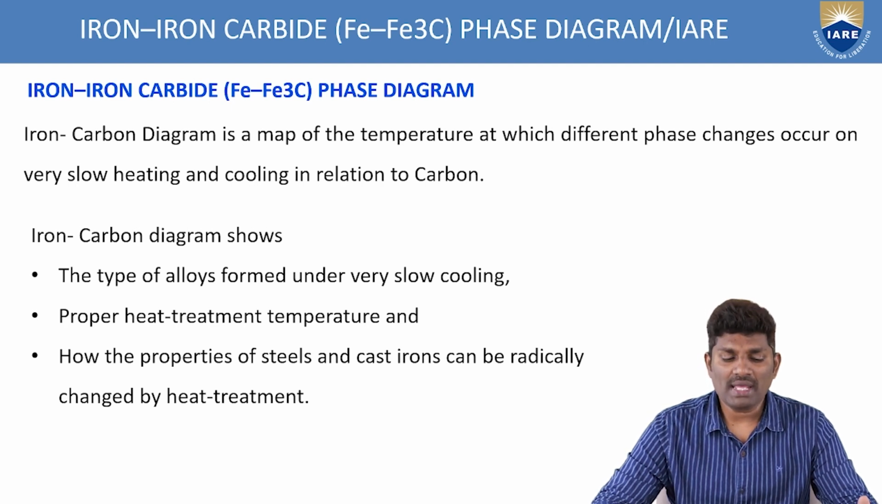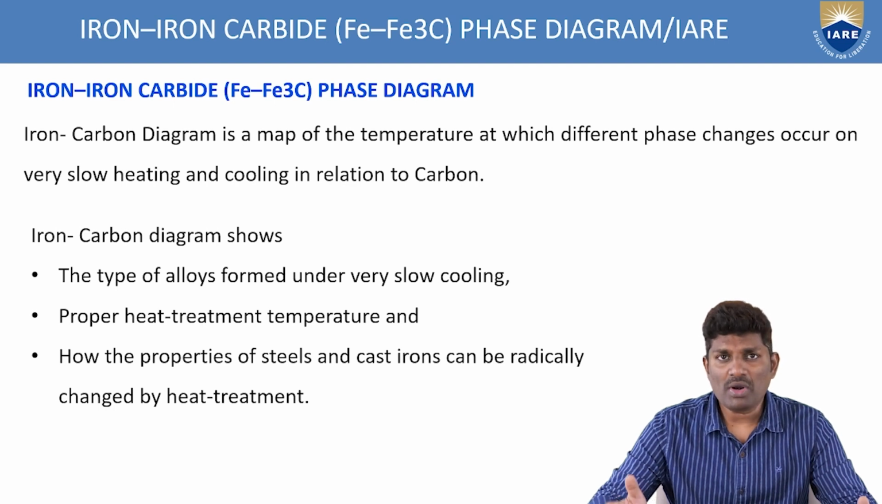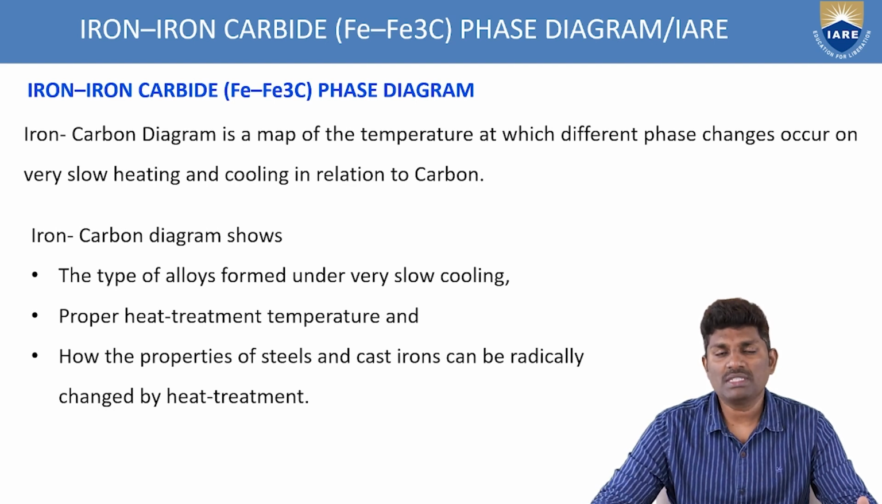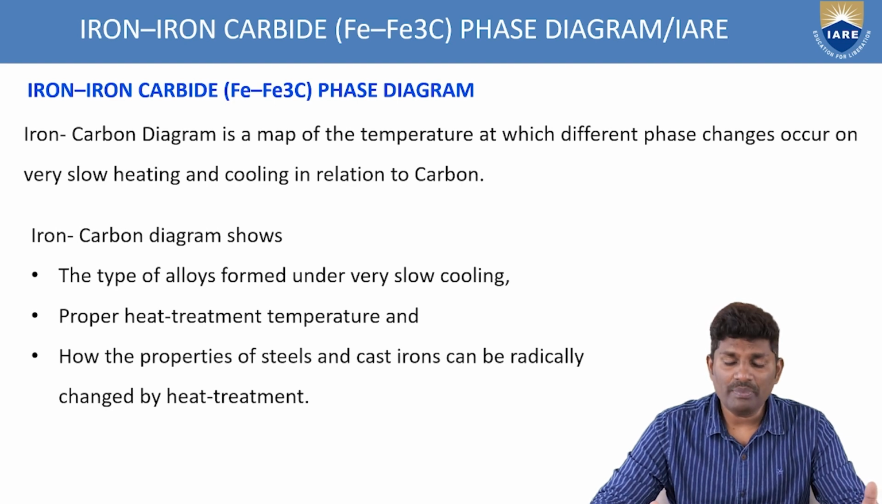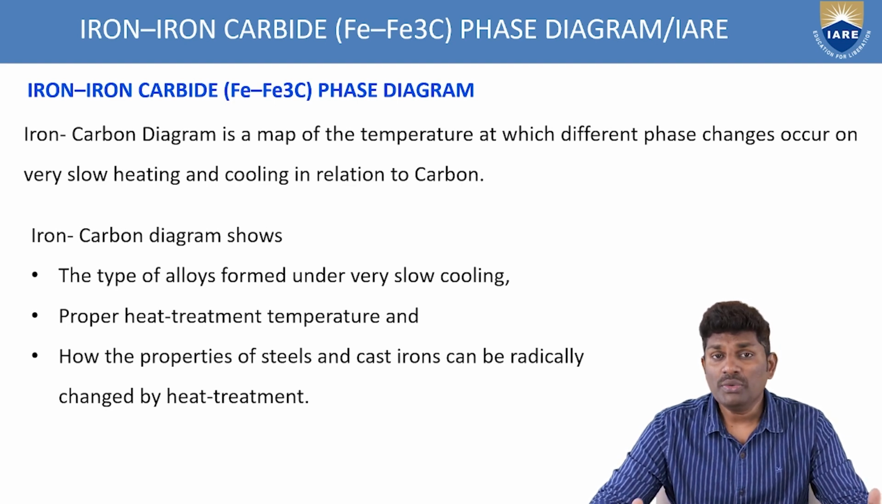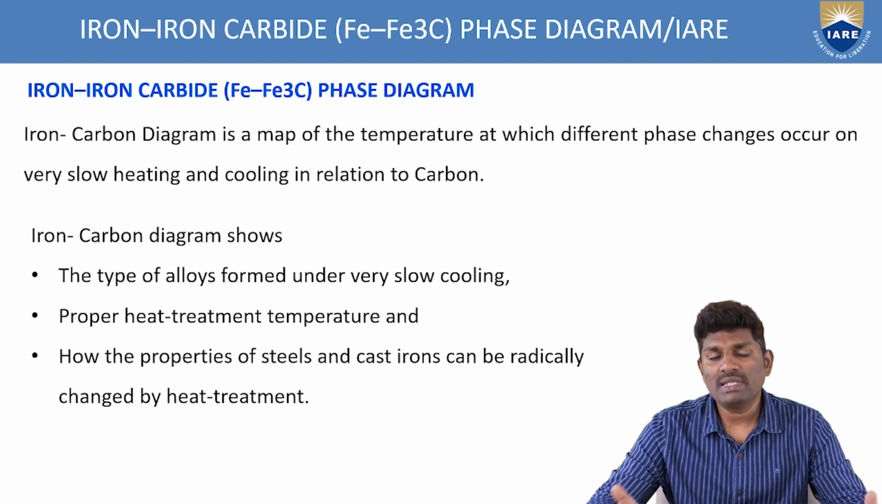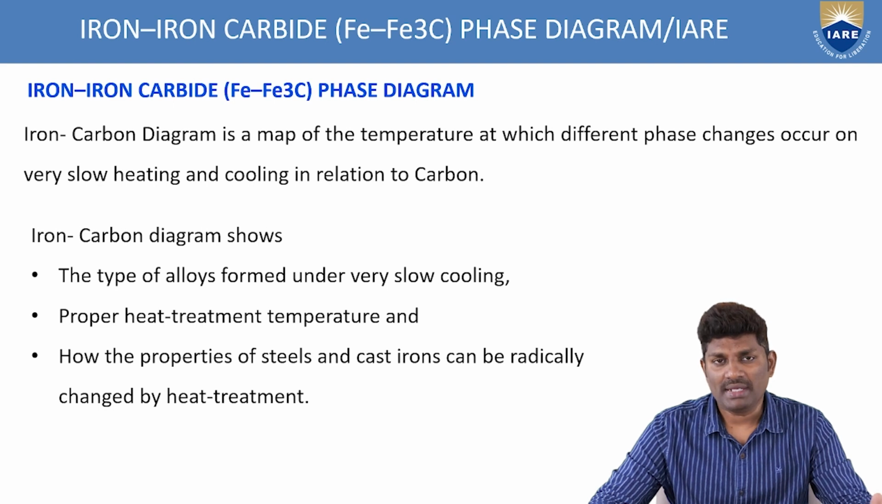Now coming to the iron carbide phase diagram, what is the importance? What does it infer? The iron carbide phase diagram is a map of the temperatures at which different phase changes occur on very slow heating and cooling in relation to carbon. So what are the changes happening inside the phase diagram during slow cooling or slow heating? We get that information from this iron carbide phase diagram.